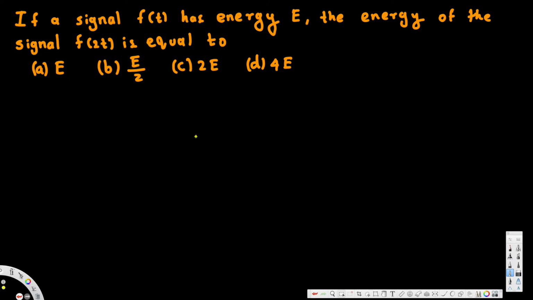What's going on, guys? Let's look at this problem right here. This question is asking, if a signal f of t has energy E, the energy of the signal f of 2t is equal to what?